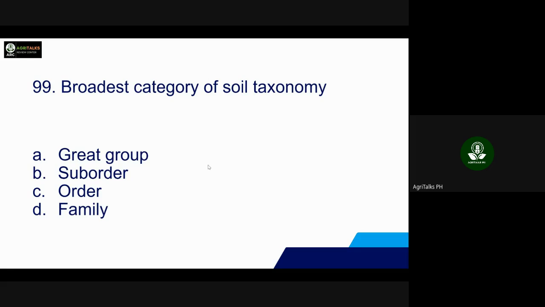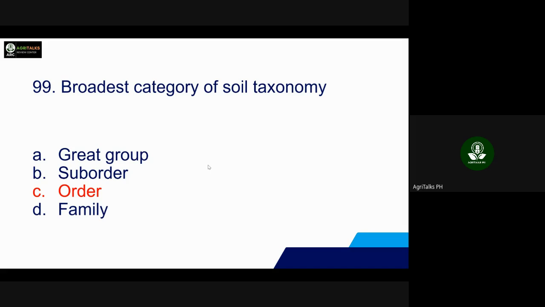99. The broadest category of soil taxonomy. A, grade group, subgroup, order, or family. We discussed this earlier. The broadest category is the order, followed by suborder, grade group, subgroup, family, then soil series.